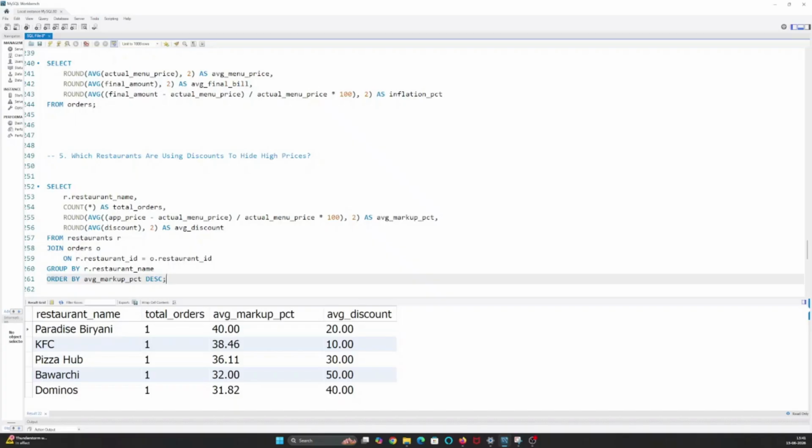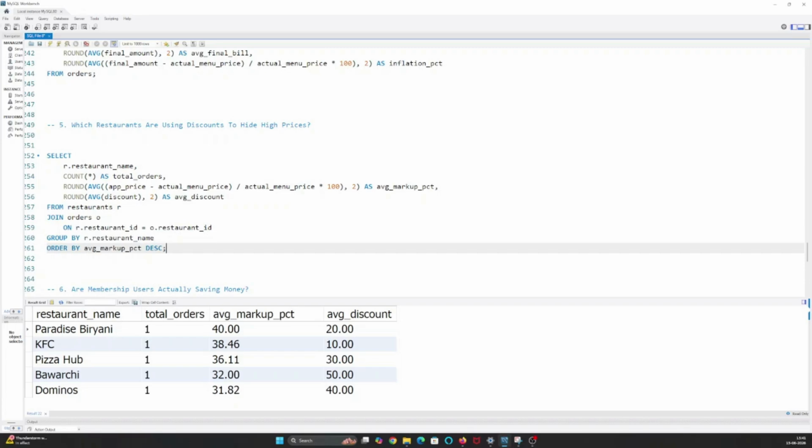As analysts, this teaches us an important lesson. Never evaluate discounts in isolation. Always look at the original price, the markup price, and the final amount together before deciding whether customers are truly saving money.